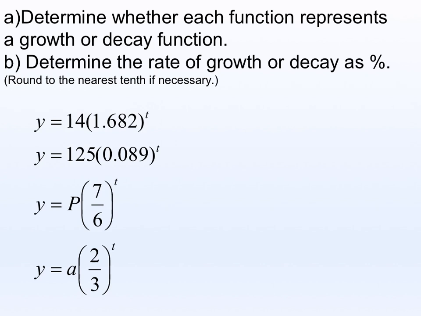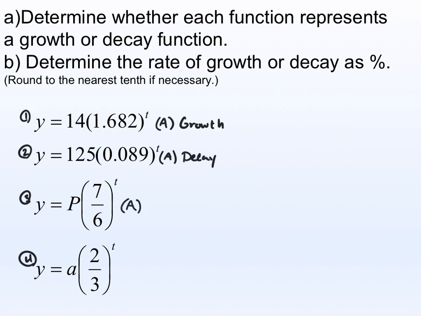So let's go through and label all 4 of these, okay? And remember, just like yesterday, I will label these 1, 2, 3, and 4, okay? So looking at number 1, is number 1 a growth or a decay? Growth, perfect. Number 2, decay. Number 3, it is a growth. And then number 4 would be a decay.